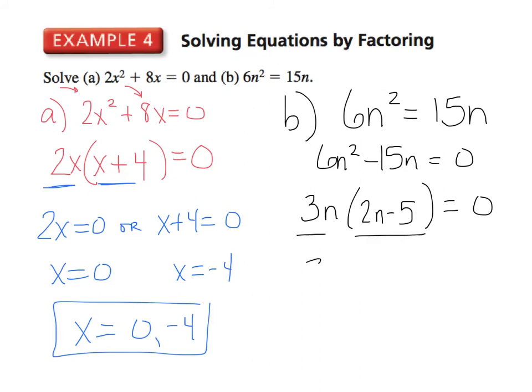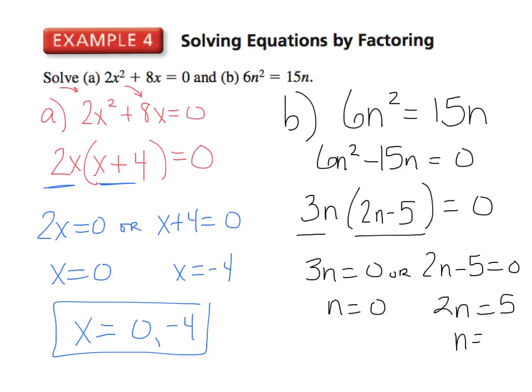I now take each of these and set them equal to 0. That would give me n equals 0, and n equals, you can use that trick if you want, the opposite of the back divided by the front. The opposite of negative 5 is 5, divided by the front is 5 halves. Or you can add 5, and then divide by 2, and get your values of 0 and 5 halves.